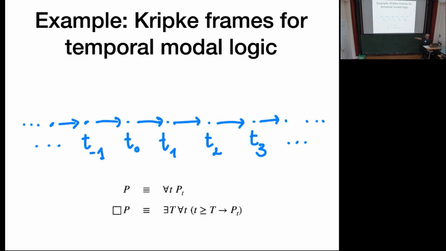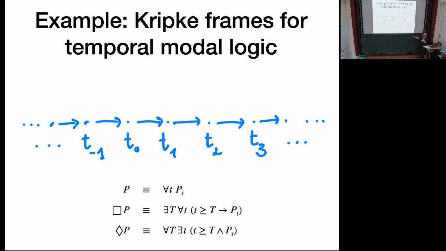Diamond P means that the property P(T) becomes true after a while: there exists an instant T after which P becomes true. And box diamond P means that for all capital T there exists a time t bigger than capital T where P is true, okay? So in this case, P is true independent of the instant, and box P means it will become always true, and diamond P means it will eventually be true, okay?